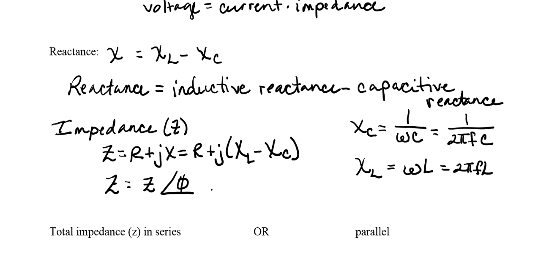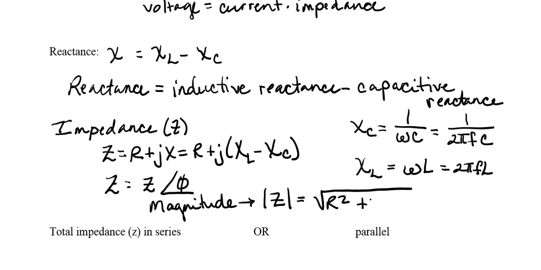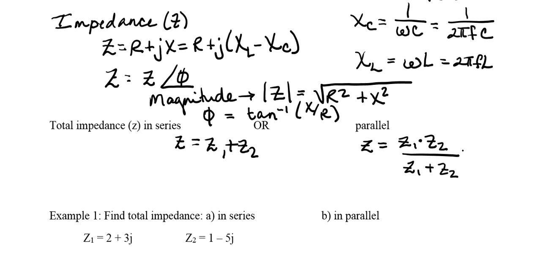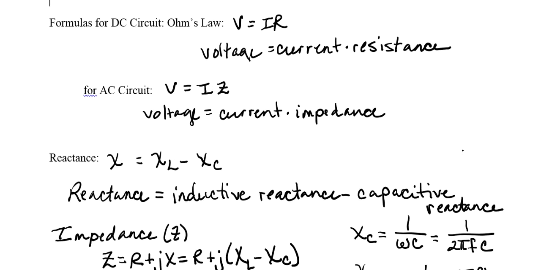Now if we're working with it, we also need to find the magnitude and the phase angle. Our magnitude, just think back to vectors. So it's essentially the Pythagorean theorem. And if we're looking for our phase angle, it's the inverse tangent. If we're looking for our impedance in series, we do Z equals Z1 plus Z2. If we're trying to do it in parallel, then it's Z equals Z1 times Z2 over Z1 plus Z2. Okay, so we have all these formulas, and now we're going to go ahead and work with them.